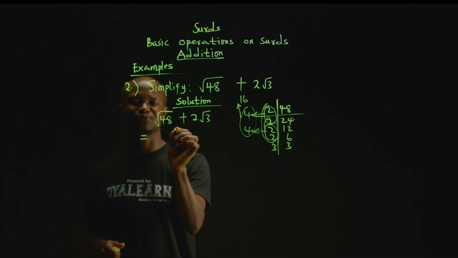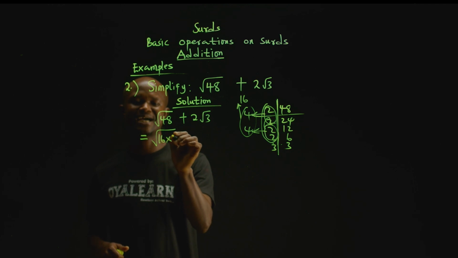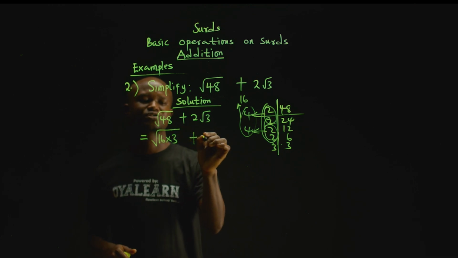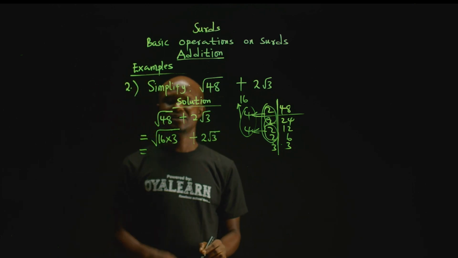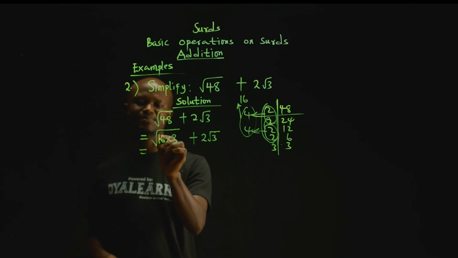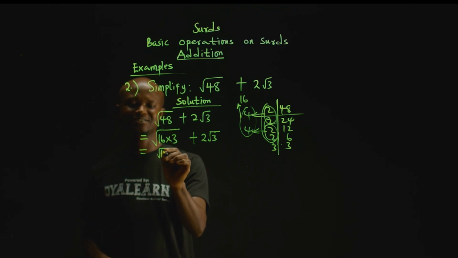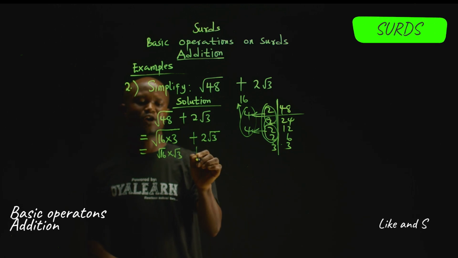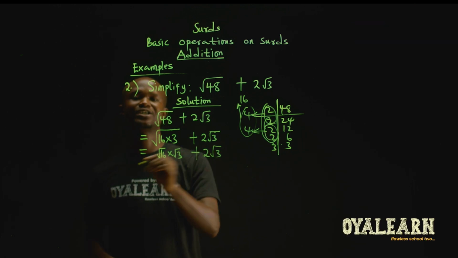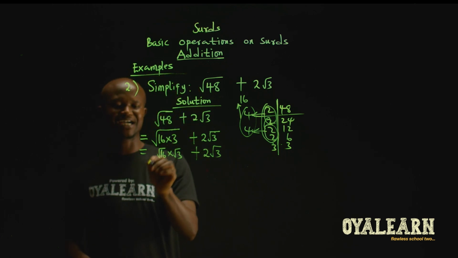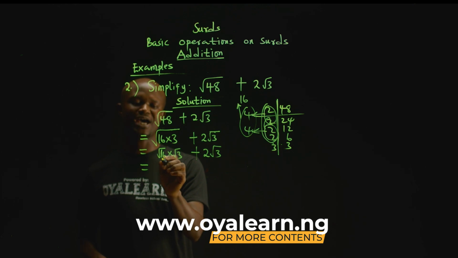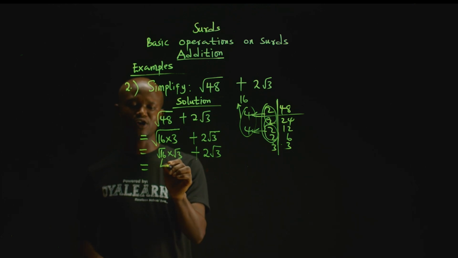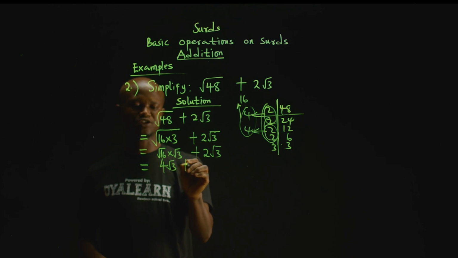So we can express this root 48 as root of 16 times 3 plus 2 root 3. Then we simplify this as root 16 times root 3 plus 2 root 3. Now in this case, root 16 is the same thing as 4. So here we have 4 times root 3, we have 4 root 3, then plus 2 root 3.